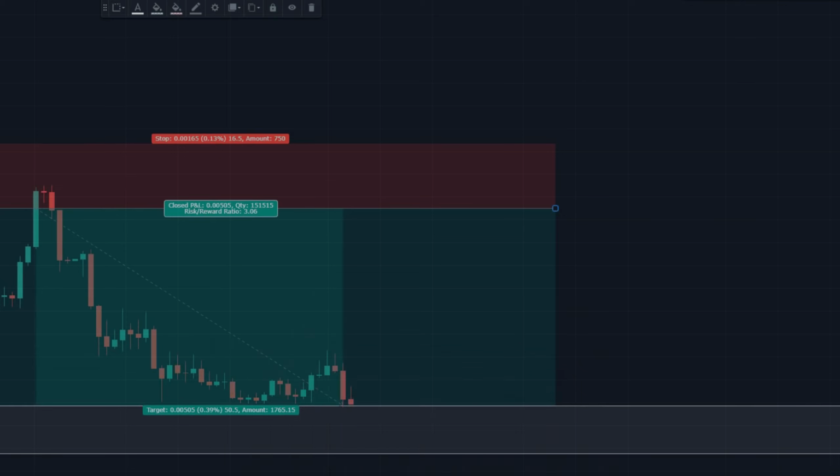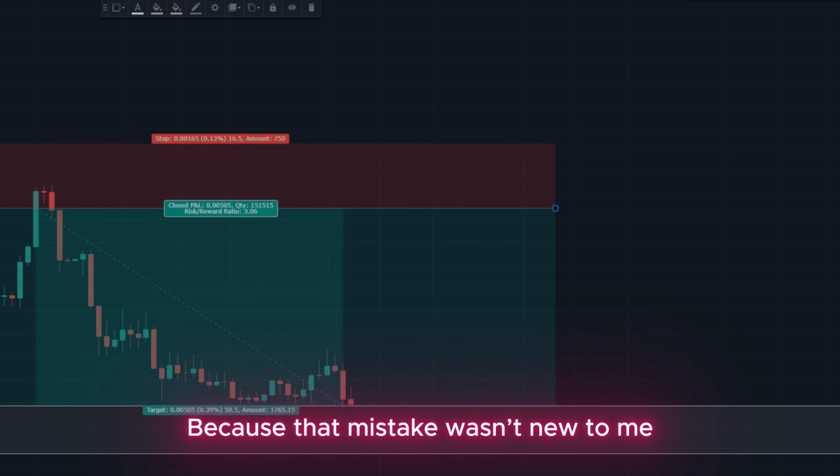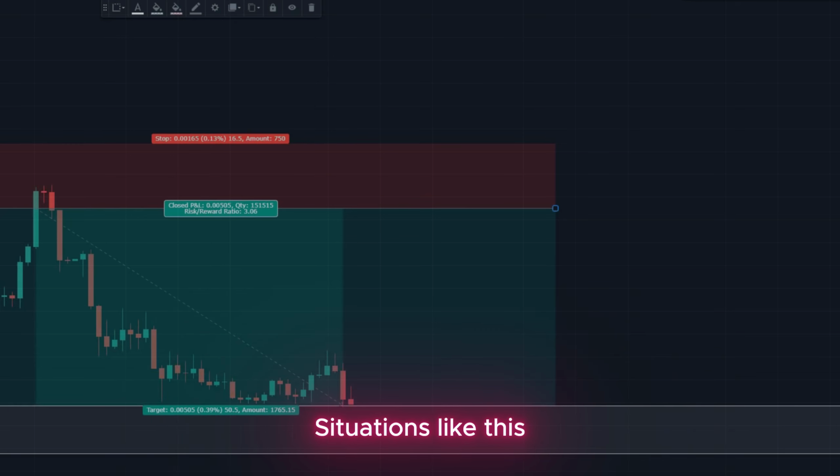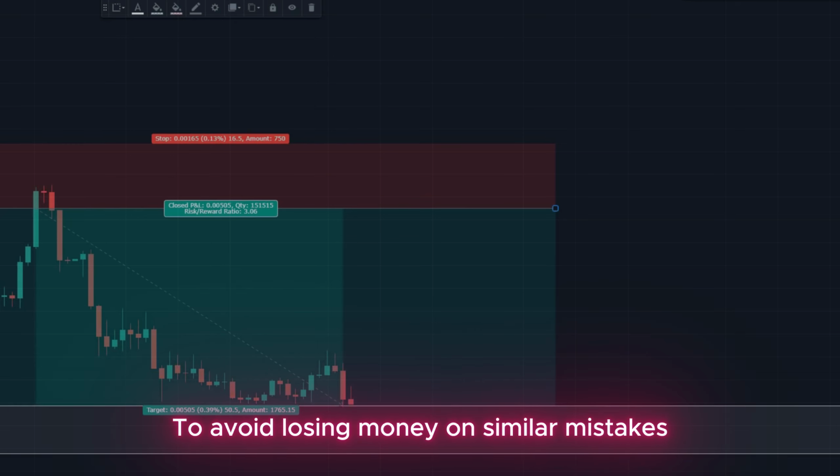That losing trade, I didn't learn much from it. Because that mistake wasn't new to me. But I hope through this, everyone gains experience in handling situations like this, to avoid losing money on similar mistakes. The more mistakes you avoid, the fewer traps like this you fall into. The narrower your path to losses becomes.